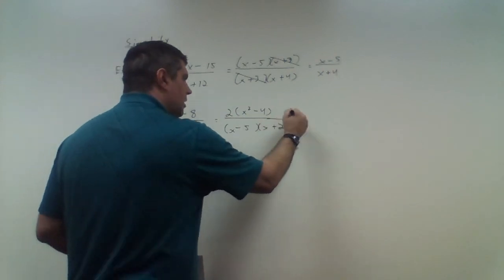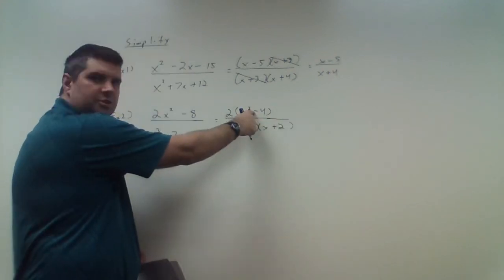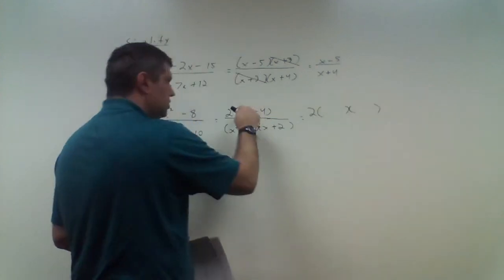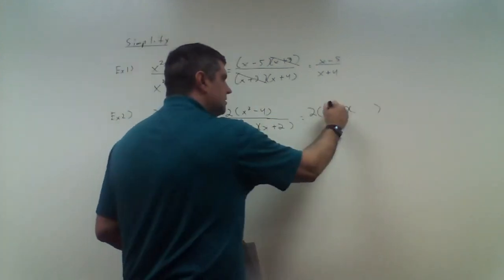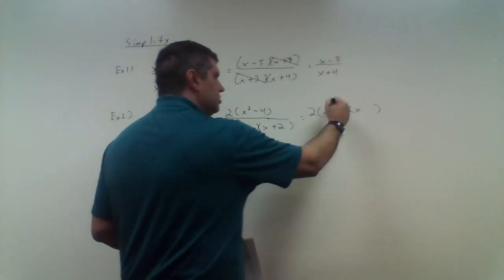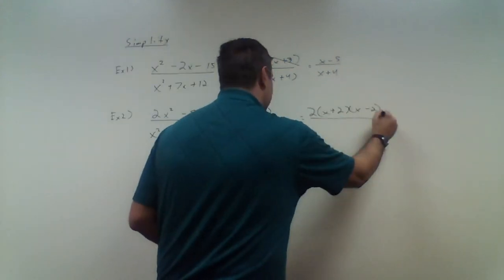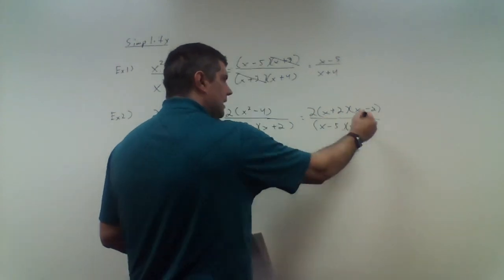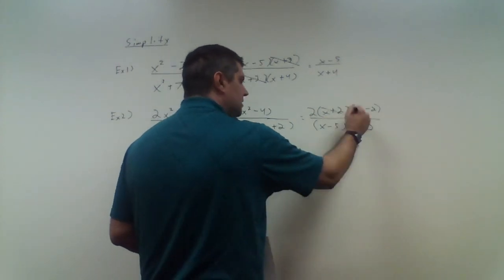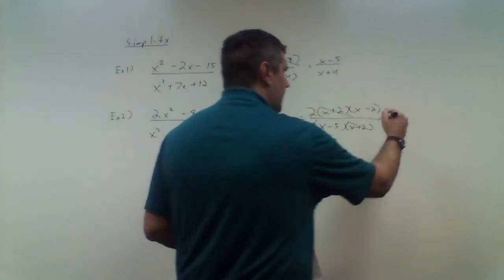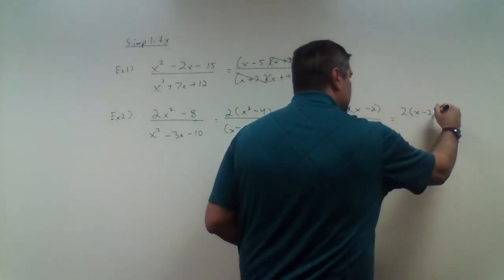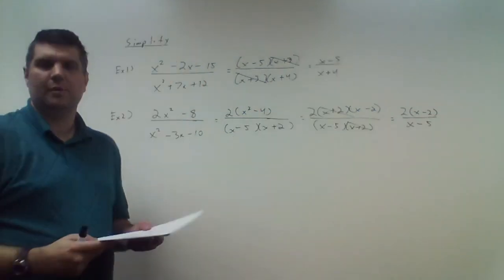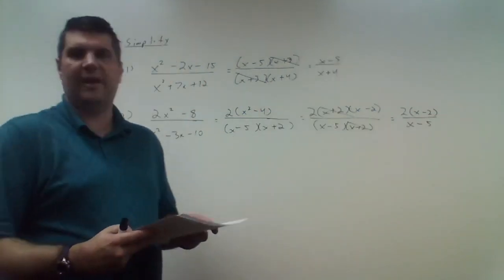But this also is factorable as a difference of squares. The square root of x squared is x. Square root of 4 is 2. So plus 2, minus 2. This one doesn't change, x minus 5, x plus 2. Cancel, cancel. And we end up with just 2, x minus 2 over x minus 5. Okay, and you can leave these in factored form.